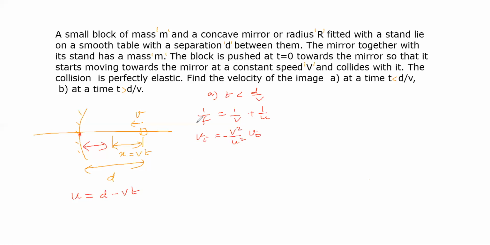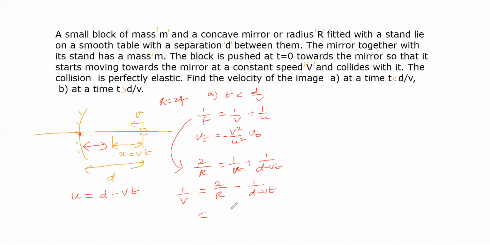For finding the velocity of the image, we have to find the position of the image. To find the position of the image, we use 1 by f is equal to 1 by v plus 1 by u. We know that r is equal to 2f, so f is equal to r by 2. So in place of 1 by f we substitute 2 by r, that is equal to 1 by v plus 1 by u, where u is d minus vt. Now we get the image position v. Bringing this to the left side, 1 by v is equal to 2 by r minus 1 by d minus vt.